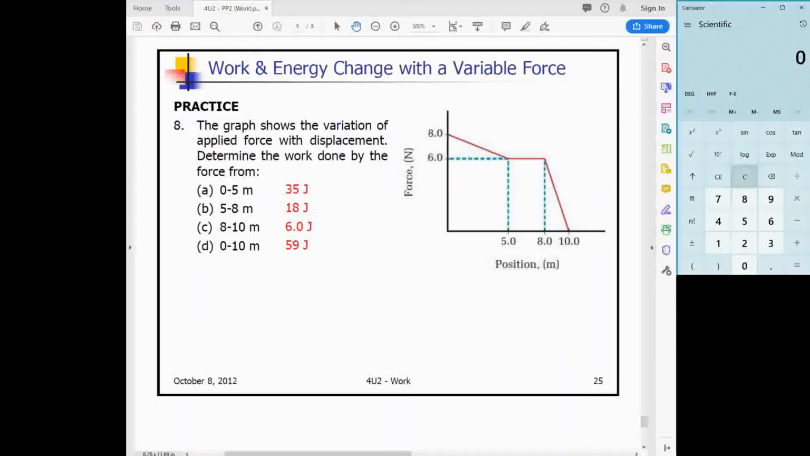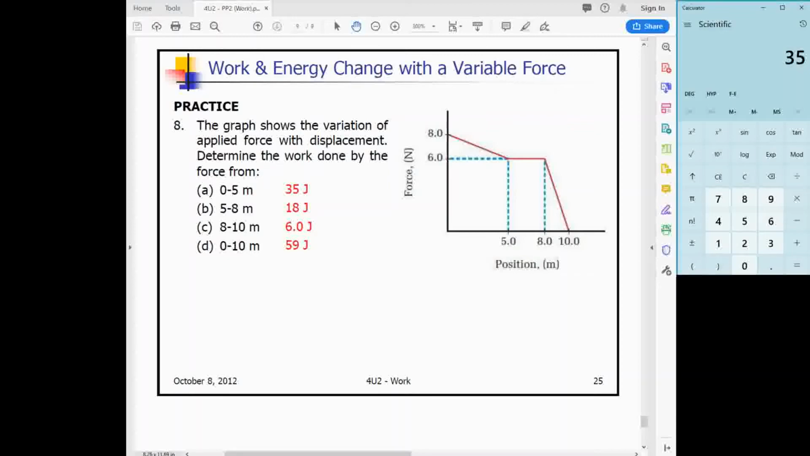So we have a piecewise graph here, a force position piecewise function. And we're asked to calculate the work done between 0 and 5. So we have two geometric shapes here. We have a 5 by 6 rectangle and a 2 by 5 triangle. So it's 2 because 8 minus 6 is 2. So that's 2 times 5 divided by 2. That gets us to 35 joules done from 0 to 5.